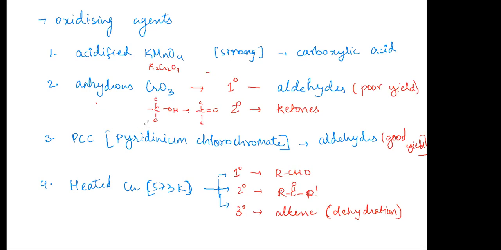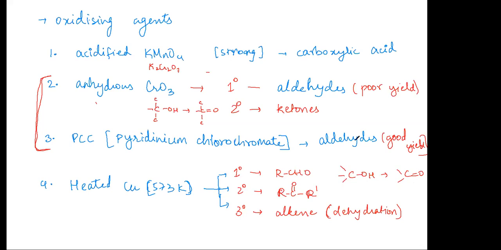Then in the case of pyridinium chlorochromate, the action is the same as anhydrous CrO3. The only difference is that you get a better yield with PCC than with CrO3. And if you pass alcohols through a heated copper tube at 573 Kelvin, again the same thing: the C-OH bond is getting converted to C=O with a loss of hydrogen, of course. So primary alcohols give you aldehydes and secondary will give you ketones.